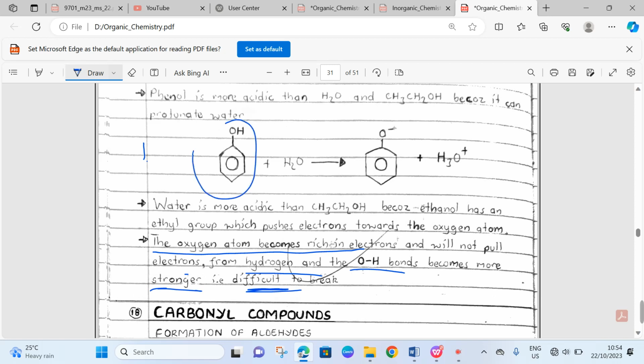Because if you look, let's go back to the chemistry of phenol. We said the benzene ring here withdraws electrons from the oxygen atom, making it electron deficient. If the oxygen atom becomes electron deficient, the OH bond becomes weaker. But alkyl groups, on the other hand, have a positive inductive effect on the oxygen atom; they push electrons towards the oxygen atom, making it electron rich. When it becomes electron rich, it does not weaken the OH bond. Rather, the opposite happens. The OH bond becomes stronger and it becomes difficult to break. So that's why alcohols are not acidic.